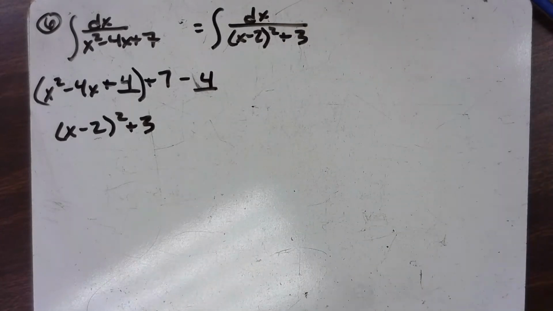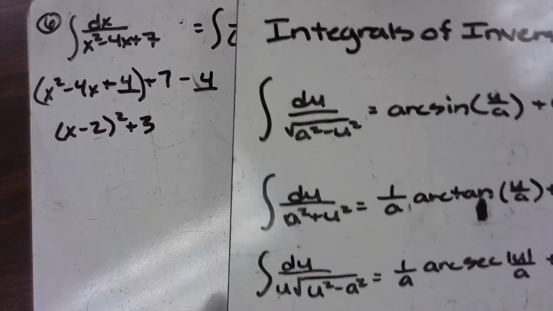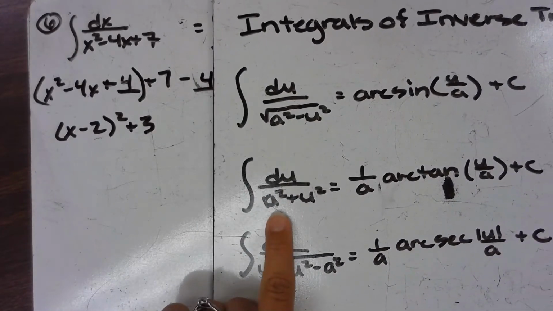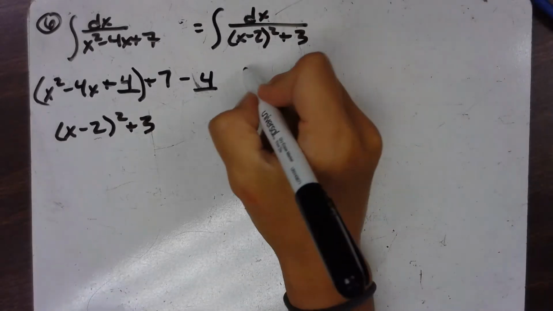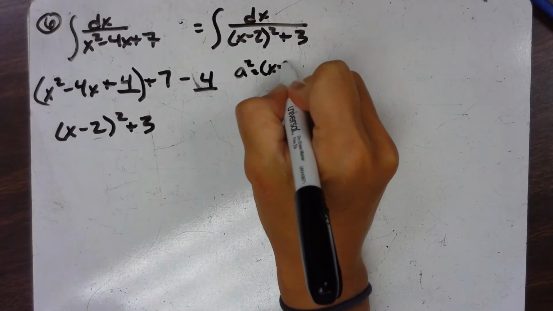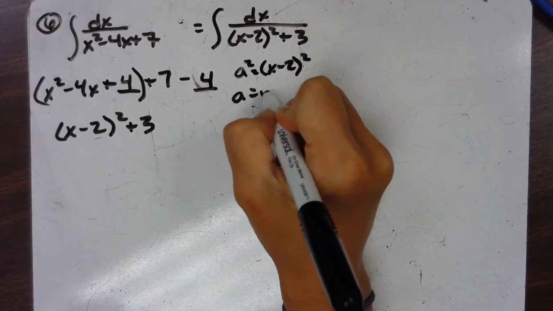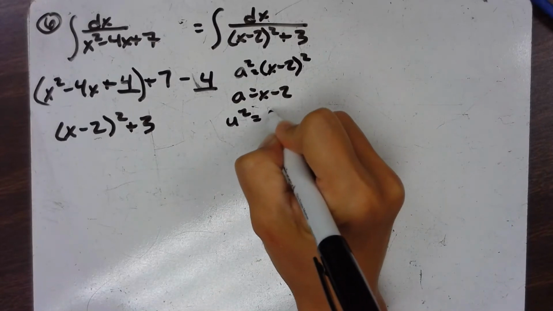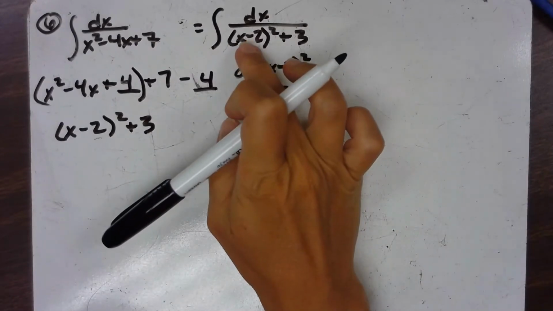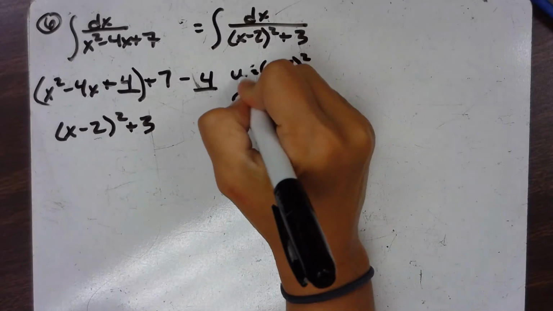So this is actually looking like arctangent. When I recall arctangent, it's a squared plus u squared. Well here a squared is the x minus 2 squared, so that means a equals x minus 2. My u squared is, and I should have done, this is actually my u squared.